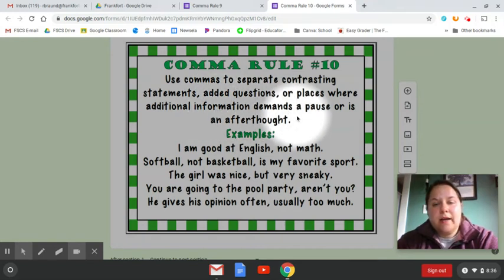Remember, commas are adding a pause in a sentence. So if you do struggle with these, read the sentence and think, when would you pause? And wherever those pauses occur naturally, there's often a comma associated with one of these rules. Let's look at some examples.